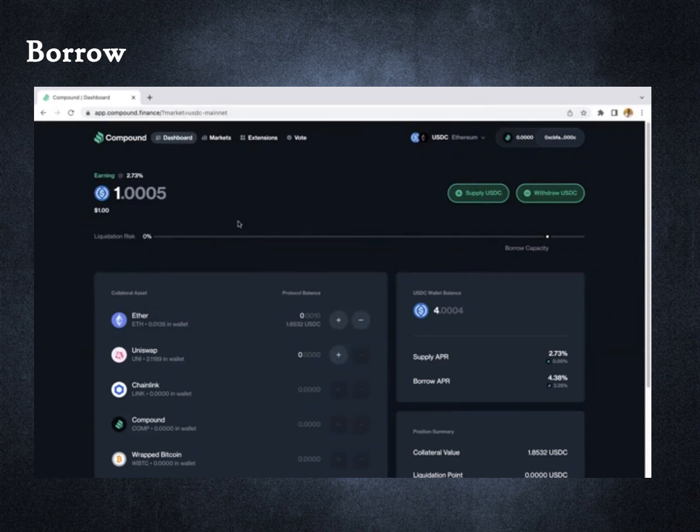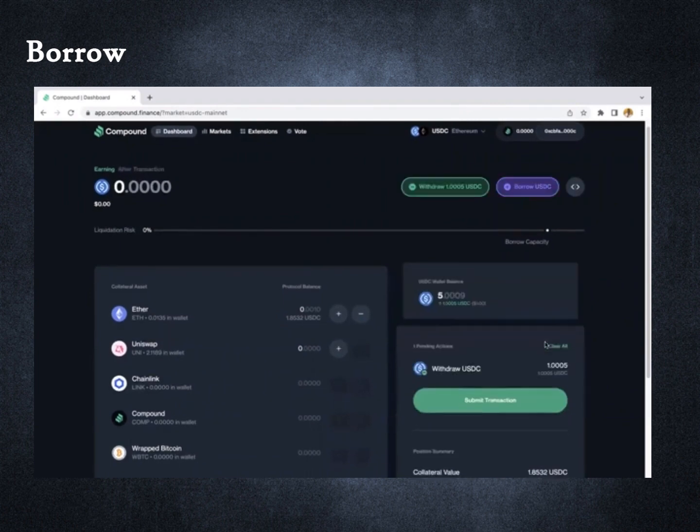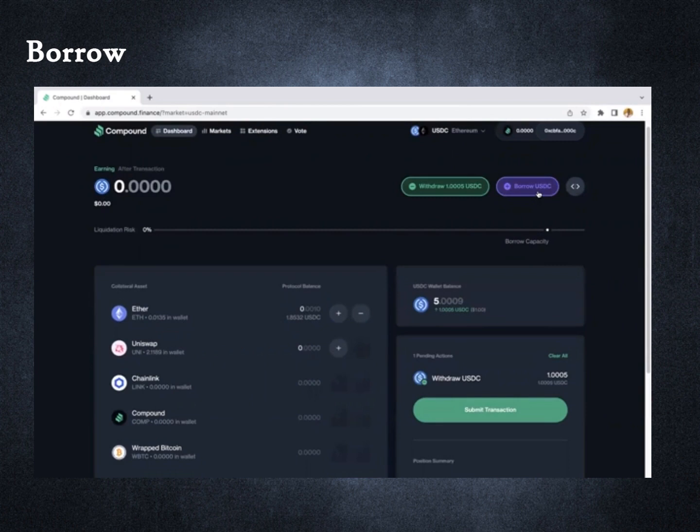The reason is that we are currently lending USDC. The app doesn't allow me to borrow and lend the base asset at the same time. Hence, I must first withdraw USDC. Even when the withdrawal is in pending mode, Compound activates the borrow icon. This would allow us to post both borrowing and withdrawal in the same transaction, thus saving gas fees.